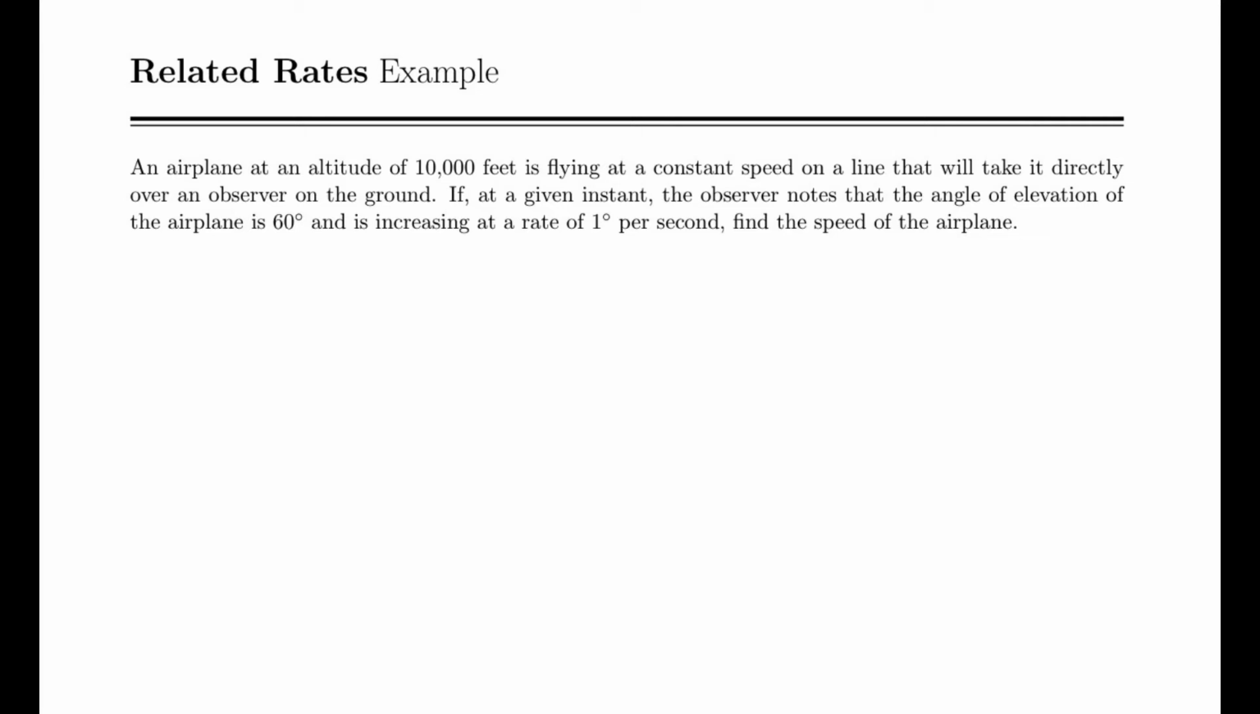All right, we've got an airplane flying, and it's going to end up flying directly over some observer. So let's go ahead and sketch this. We've got our plane, and it's flying at some given altitude. It's going to go directly over an observer. And the observer is looking at this plane, and there's a certain angle of elevation, call it theta.